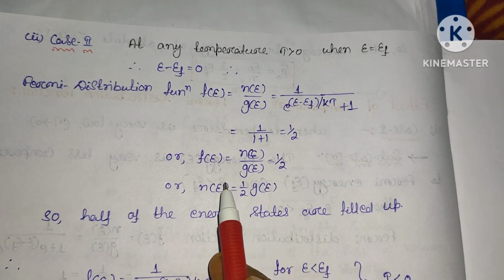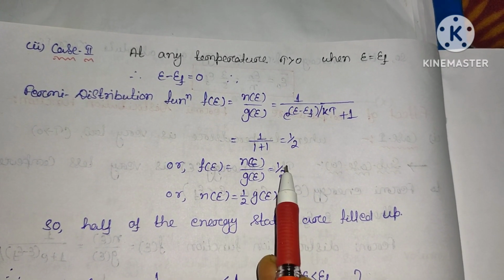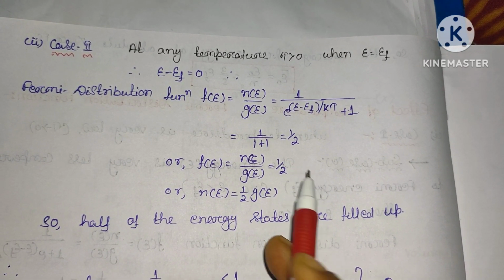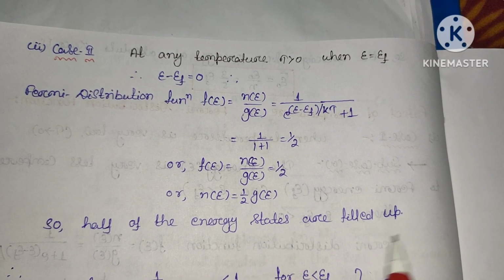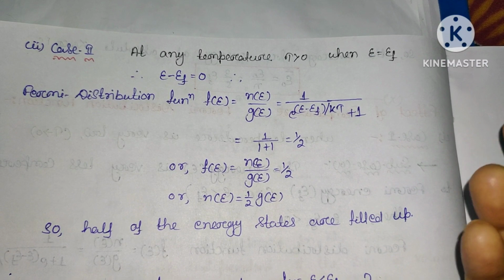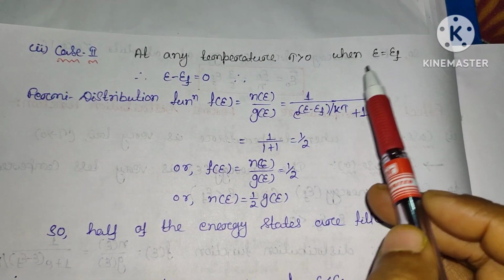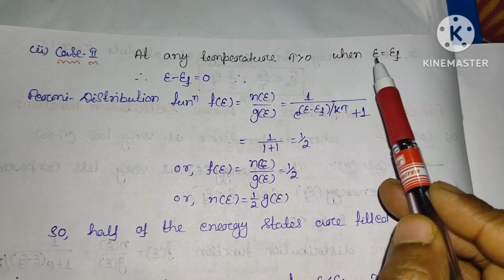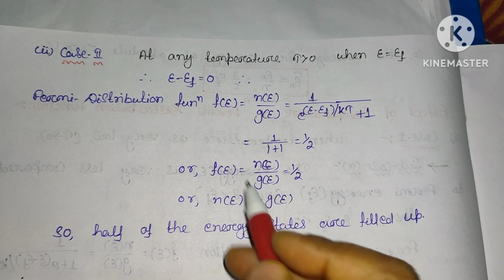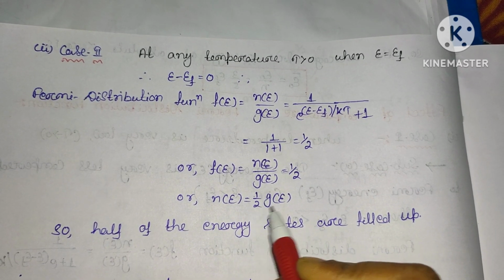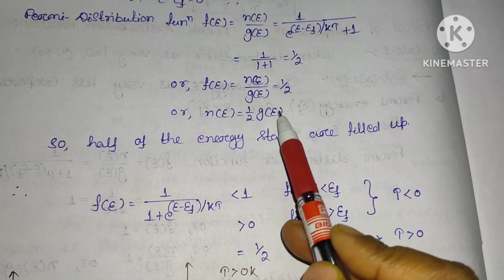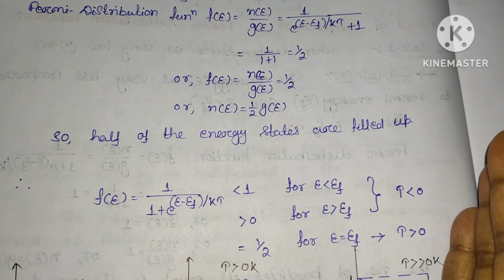It means that this n of E will be equal to 1 by 2 of g. It means that half of the energy states are filled up. At any temperature larger than absolute 0, when the energy level is equal to the Fermi energy, the total number of particles will be equal to half of g of E. This half of g of E represents that the energy states are half filled.